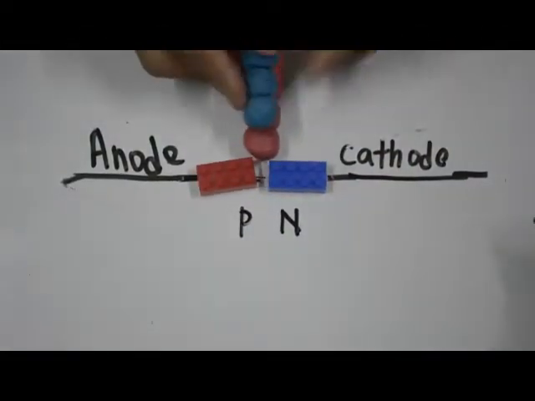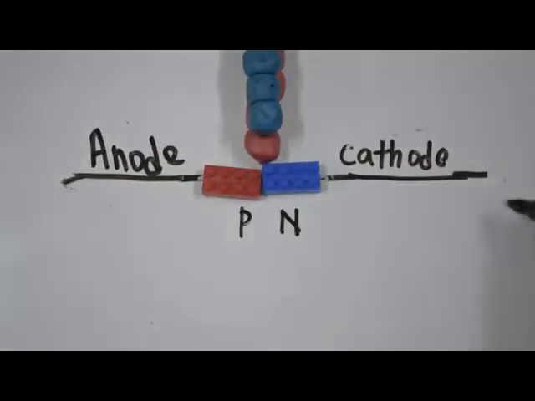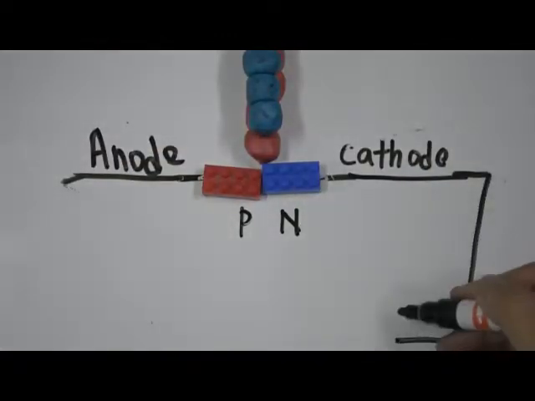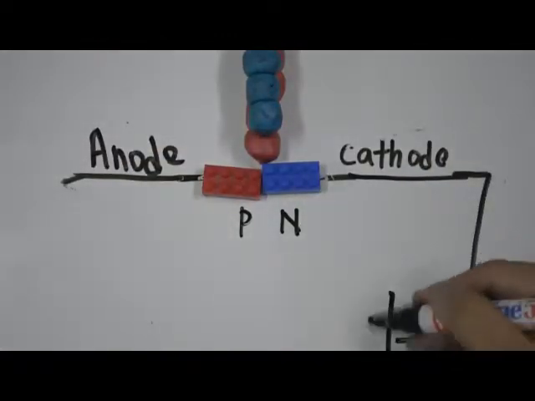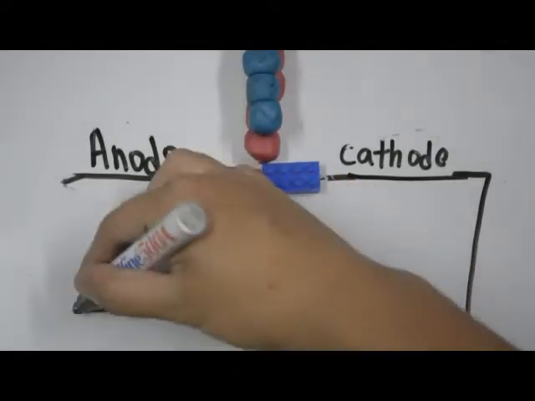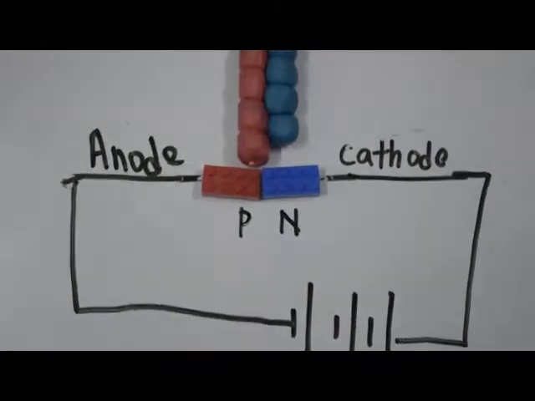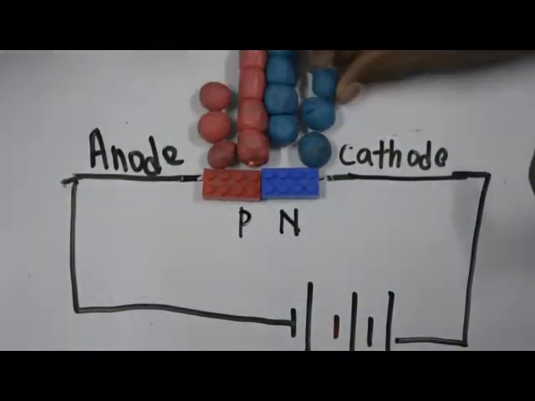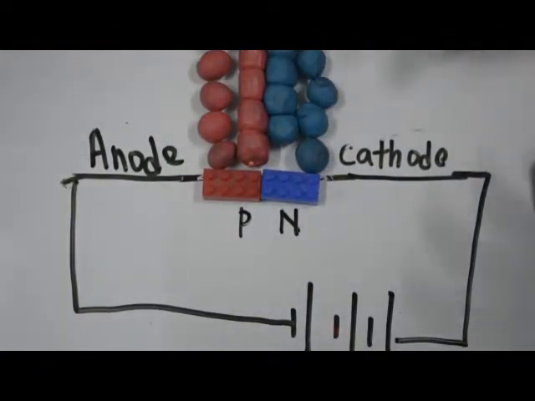Now, let's see what would happen if we connect it in reverse. We connect the cathode side to the positive terminal and the anode side to the negative terminal. The electrons on the N side now would move towards the terminal and away from the junction. Electrons cannot cross the junction and complete the circuit.